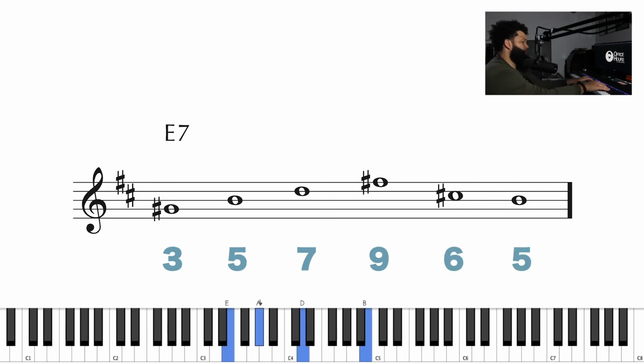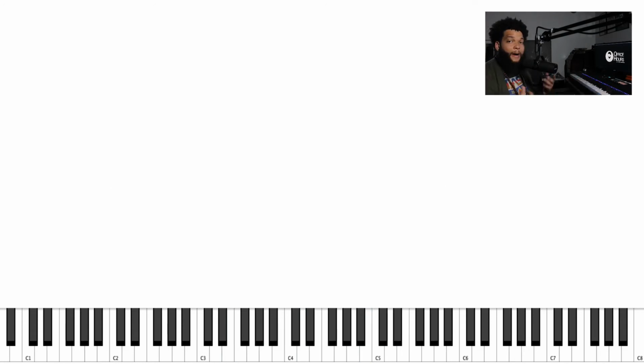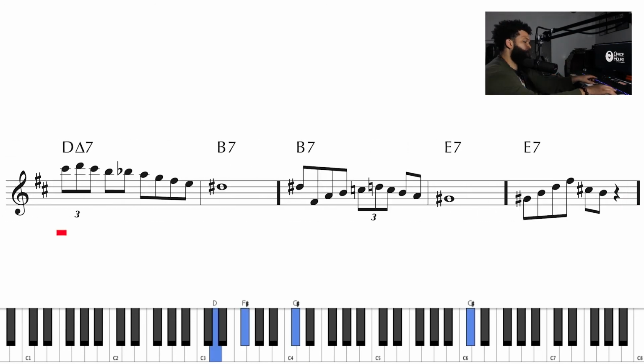I'm going to try practicing them in time, again connecting from chord to chord and then straight through.